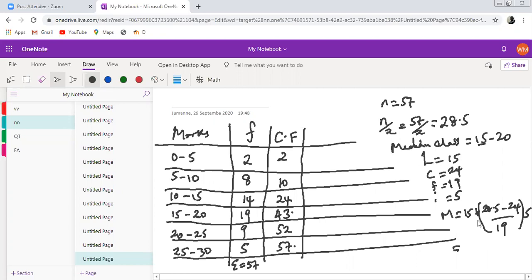But we can finish actually. So this one is going to be 15 plus, this is 28.5 minus 24, which is 4.5 over 19. Then you multiply by 5. Can you do the whole computation? 4.5 divided by 19, and then you multiply by 5. The answer you get is 1.18, plus 15, 16.18. That is done. That is how you calculate the median.